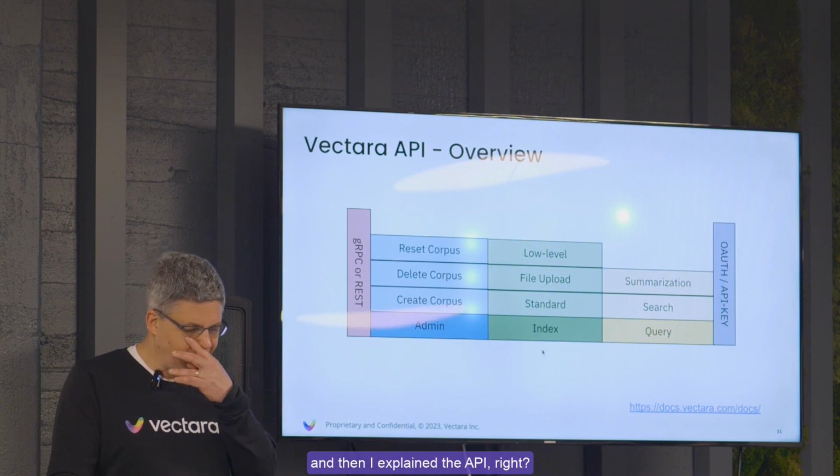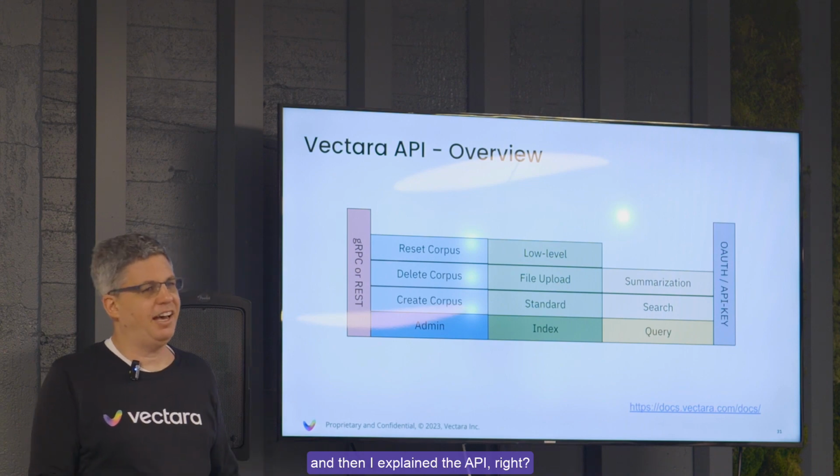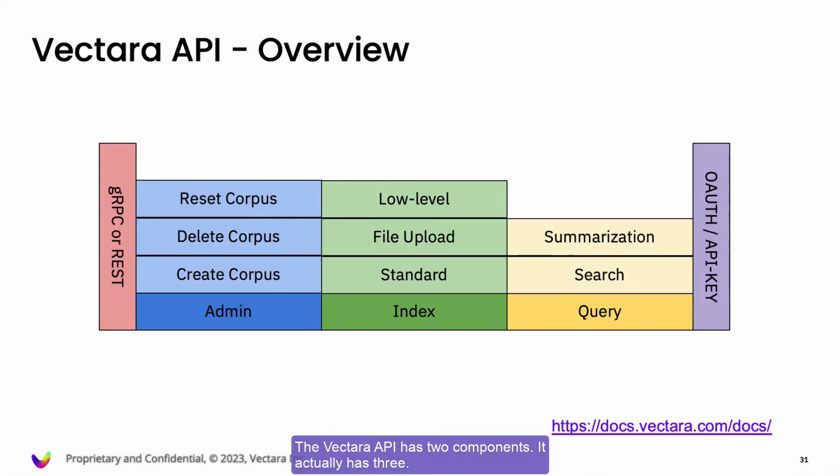And then I explained the API, right? The Vectara API has 2 components. It actually has 3. There's also an admin API, so you can programmatically create a corpus and delete a corpus, things like this. It's easier to do in the console, but if you want, you can do that programmatically. But the more useful ones are, of course, the indexing, where we usually use the standard indexing API, which takes a bunch of text and uploads it to the index.